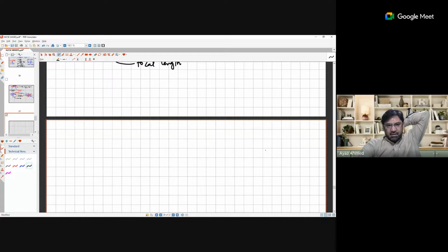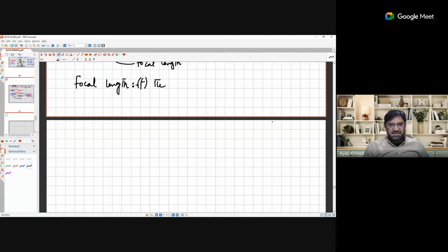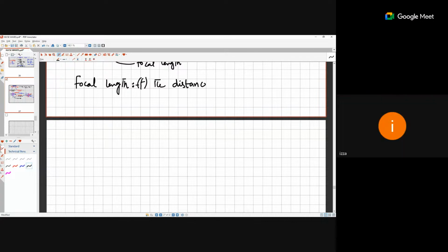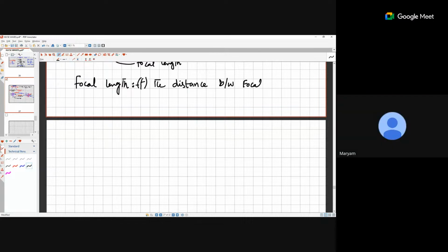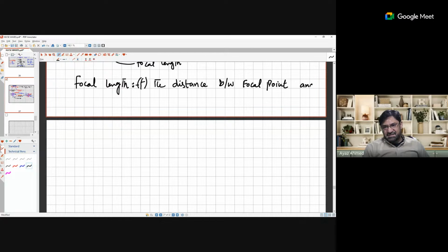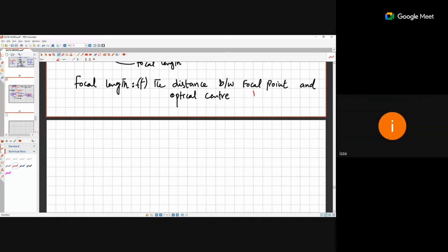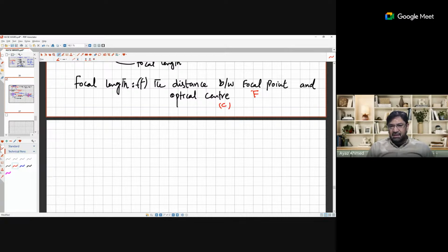Okay. So you have to recall the focal length. A statement of focal length is asked of you. State what is focal length. It is represented by small f, the distance between the focal point and the optical center. Is this clear to everyone? Yes. That is, the distance between F and C, capital F and capital C. Is there any confusion in this?